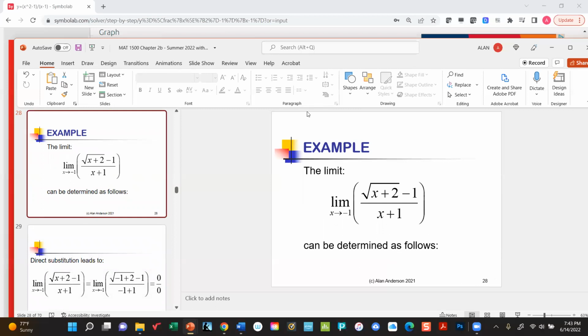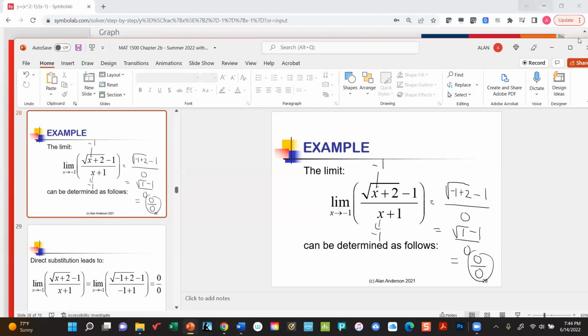Well, if you plug in the negative ones, you're going to wind up with, oh boy. You can see already that the denominator is 0. 0 over 0. And there's no way we can factor. There's nothing to factor here. So now what do we do?